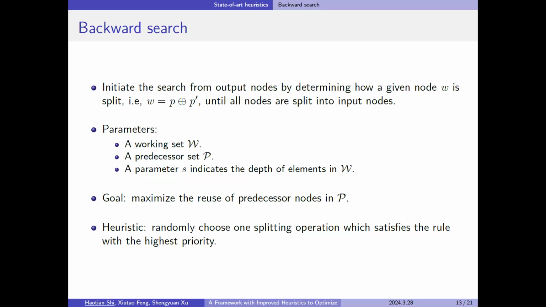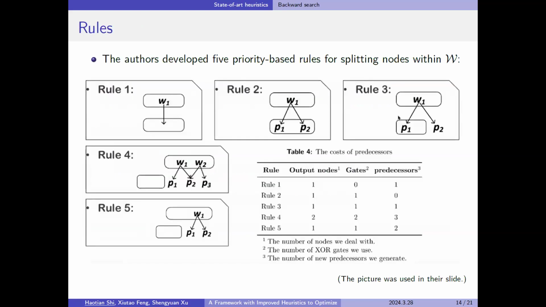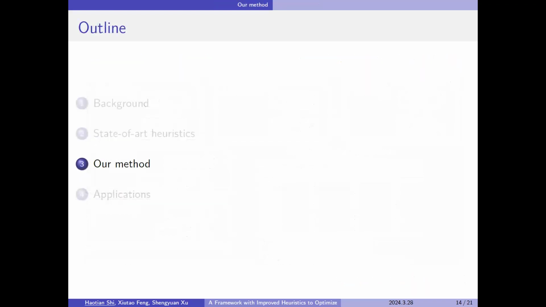The goal of the backward search is to maximize the reuse of predecessor nodes in P to save XOR gates. To achieve this goal, the authors propose a heuristic to randomly choose one splitting operation which satisfies the rule with the highest priority. The authors developed 5 priority-based rules for splitting nodes, in terms of output nodes, used XOR gates and generated predecessors, and the priority is indicated by the number of the rules. Then we move to our new method.